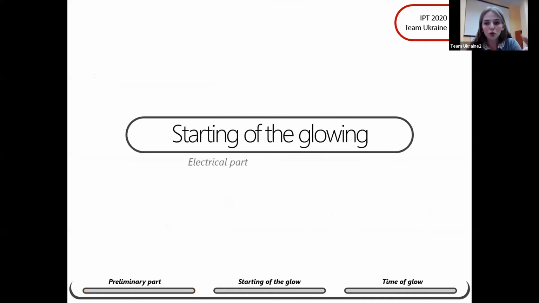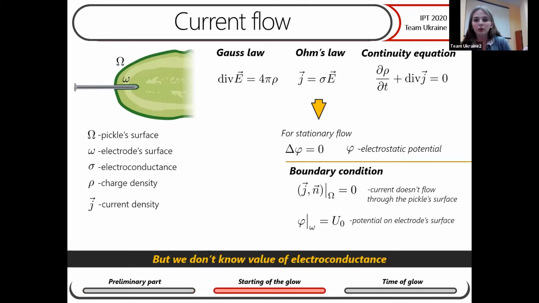For the distribution of heat and current, we need to solve the electrical problem first. To investigate the flow of current through the pickle with a gap, we write Gauss's law, Ohm's law, and the continuity equation, taking into account boundary conditions on the surface of the pickle and on the electrode.